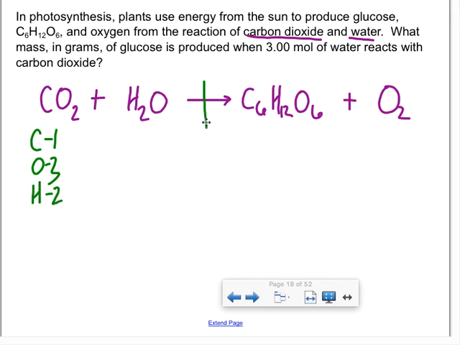I come over to the other side. Carbon's at 6, oxygen's at 8, hydrogen's at 12. Yeah, we are not balanced.